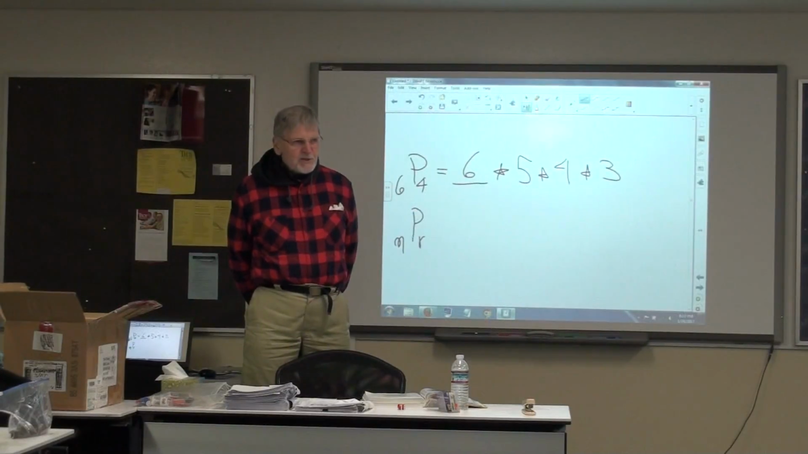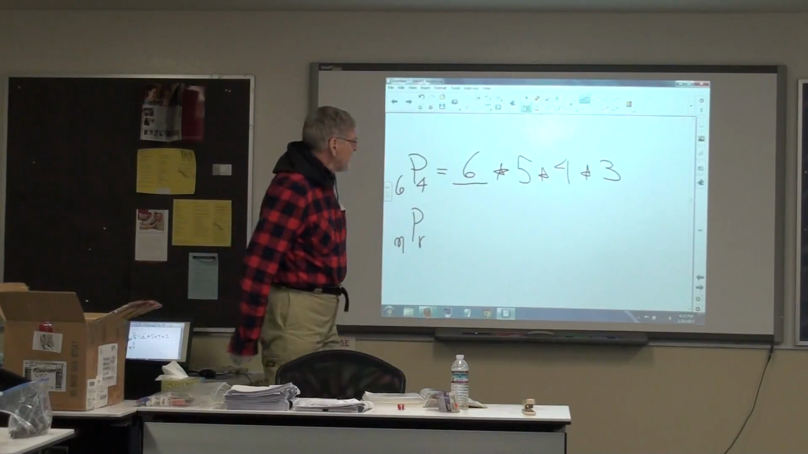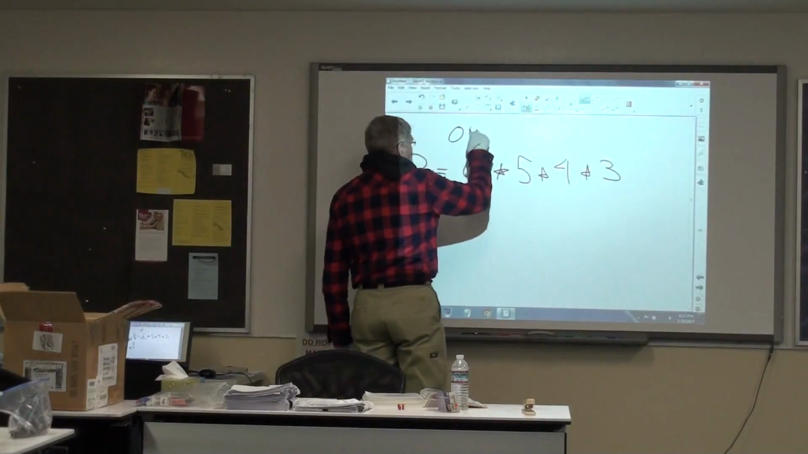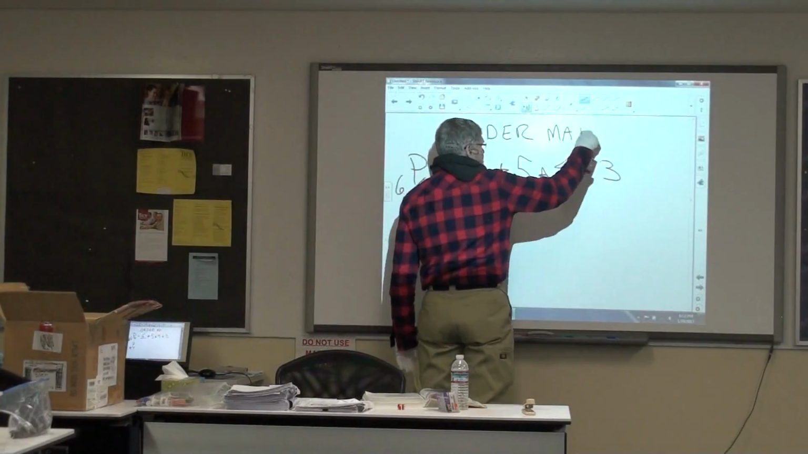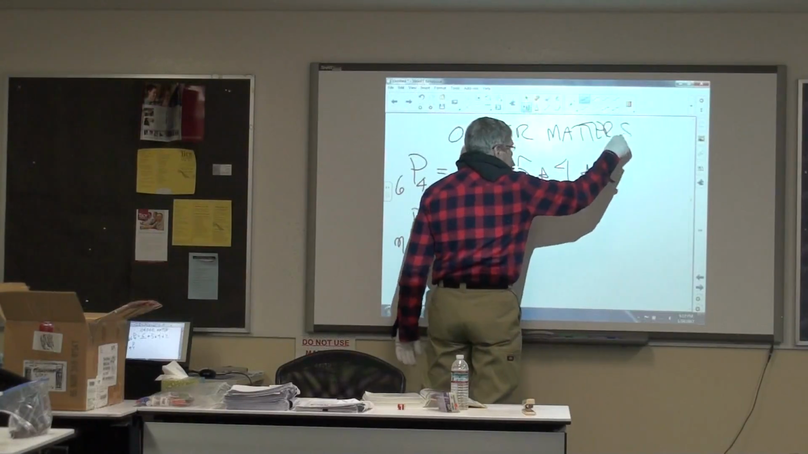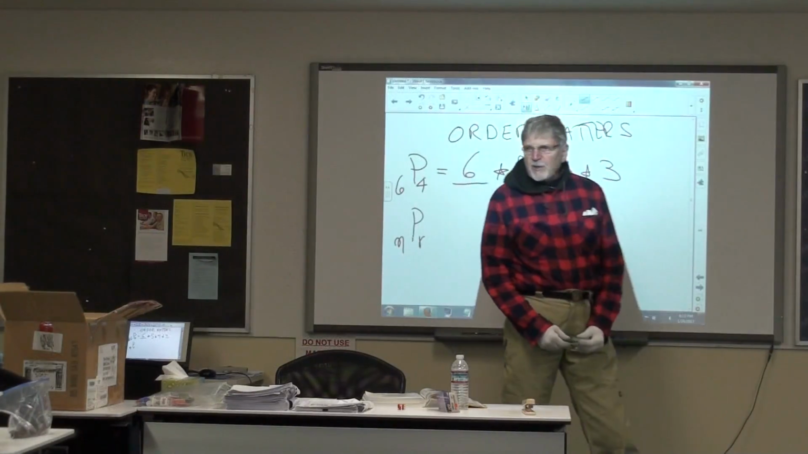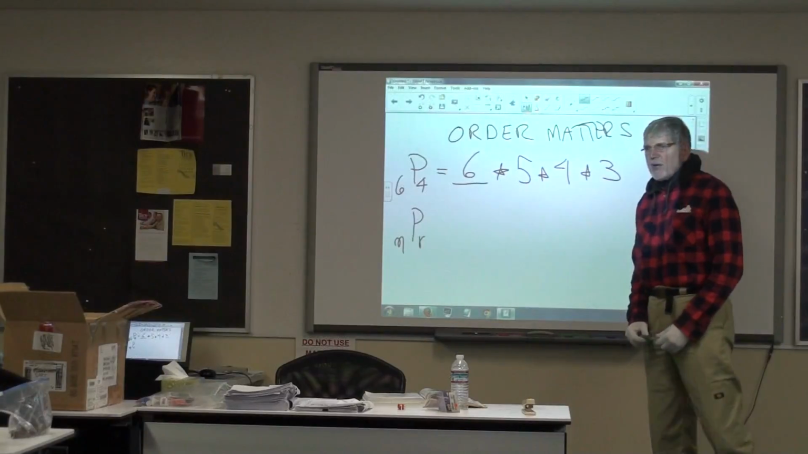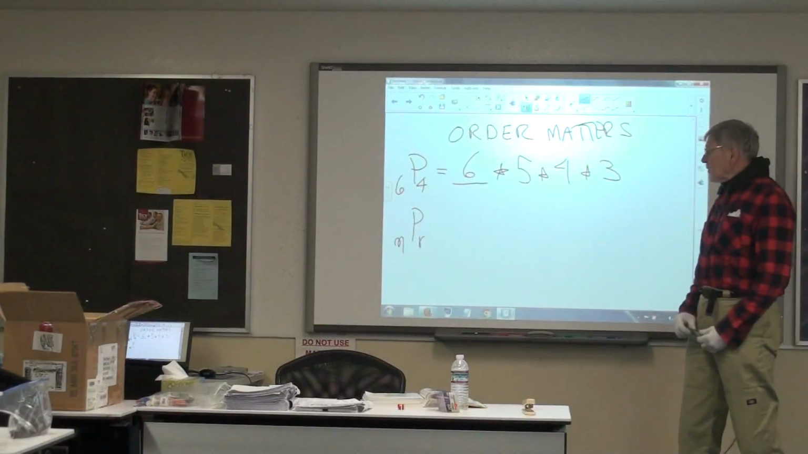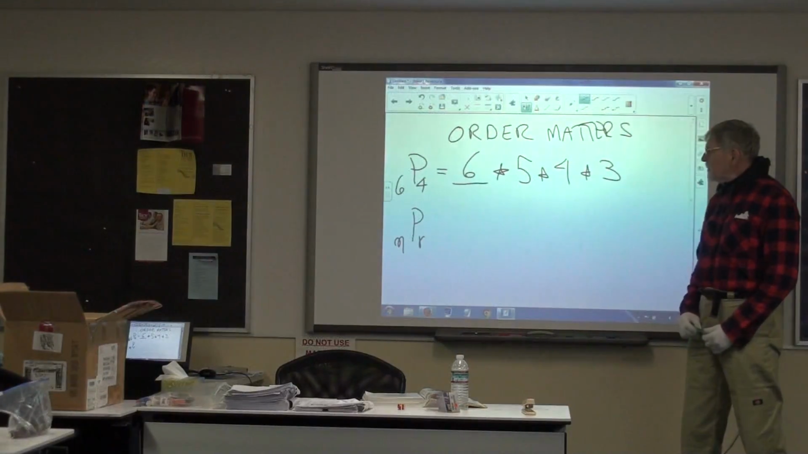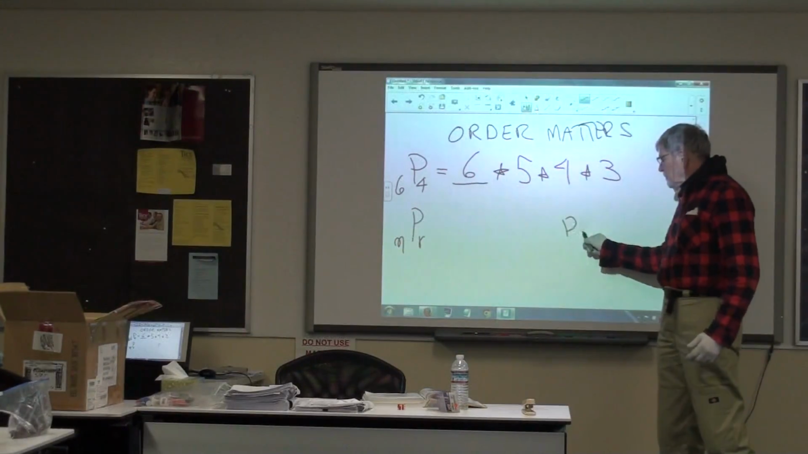Yes. Seriously, right? So this is a case where order matters. The order of selection matters. The first person selected has a very different fate than the last person selected. So a selection where the order of selection matters is called a permutation.